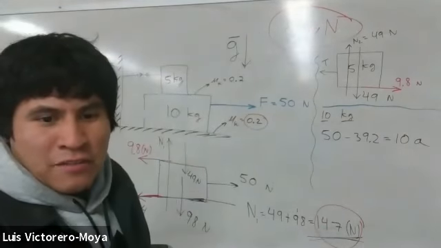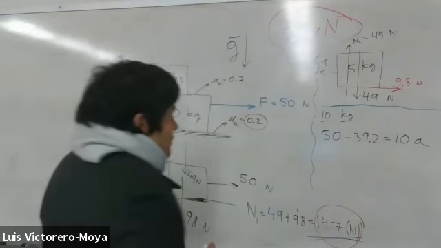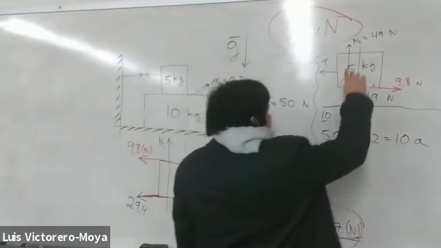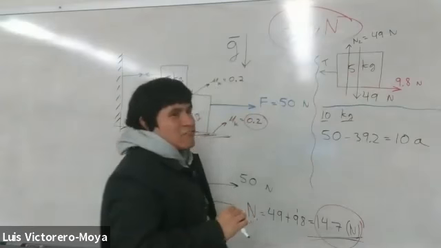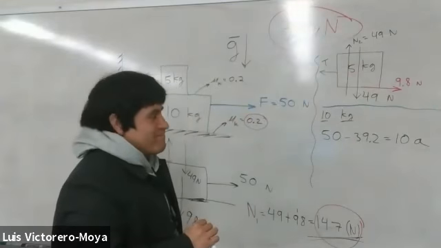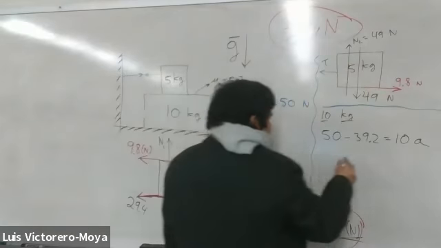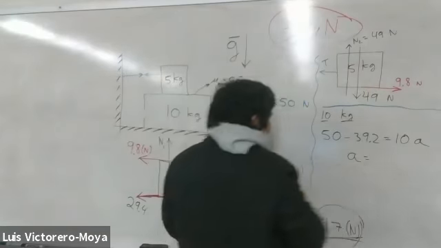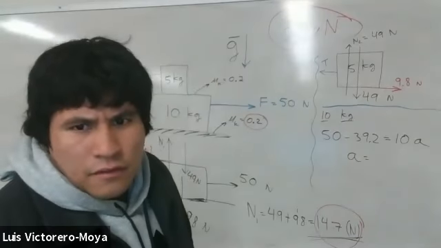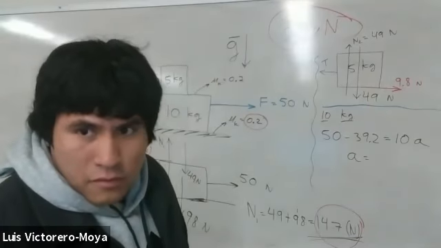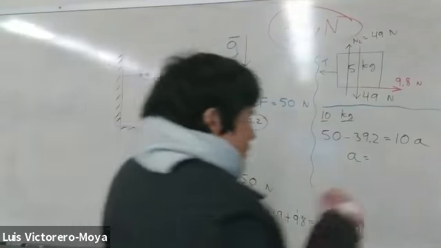And I believe the problem is also asking you to find the tension on the string. Well, tension minus 9.8 equals mass times acceleration. Well, let's find the acceleration here. 50 minus 39.2 is 10.8, divided by 10, 1.08.